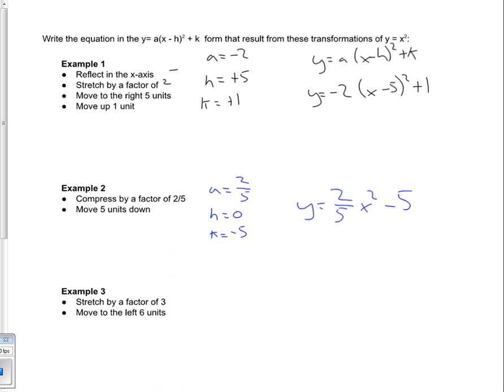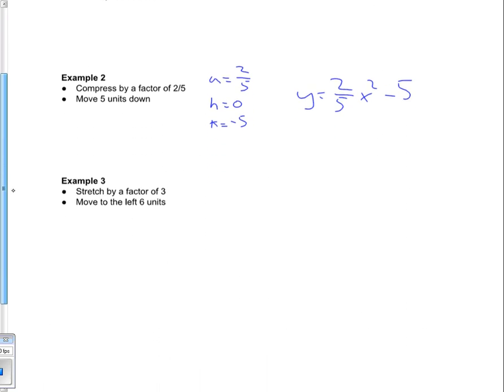And then the final example here, it says that it's stretched by a factor of 3. Again, stretching is a component of the a term. It's not being reflected, so it's got to be a positive number. And then it says it moves to the left by 6 units. So if it moves to the left 6 units, the h value must be negative 6. It doesn't say anything about a vertical shift, so the k value must be 0.